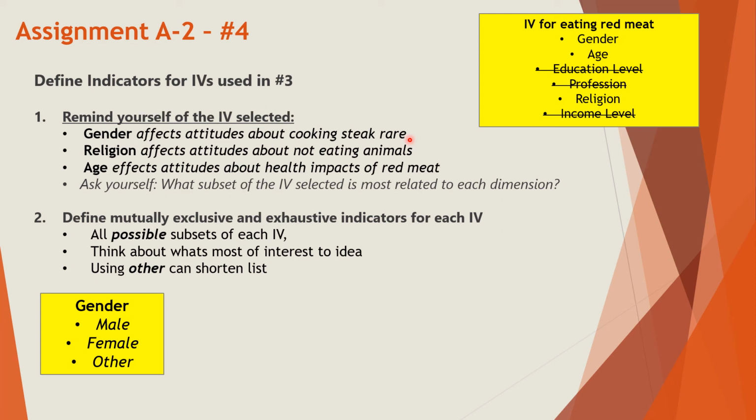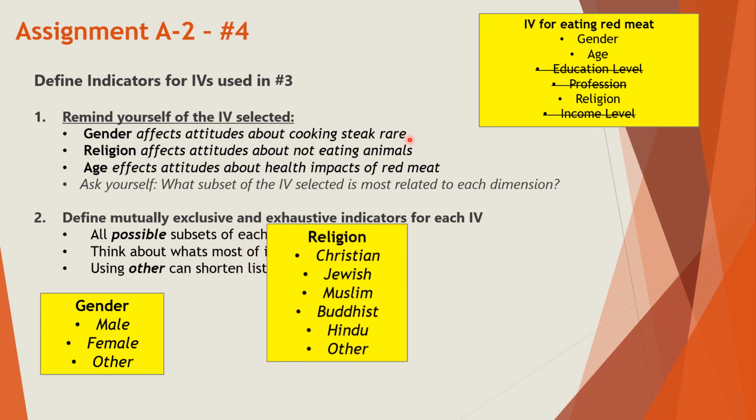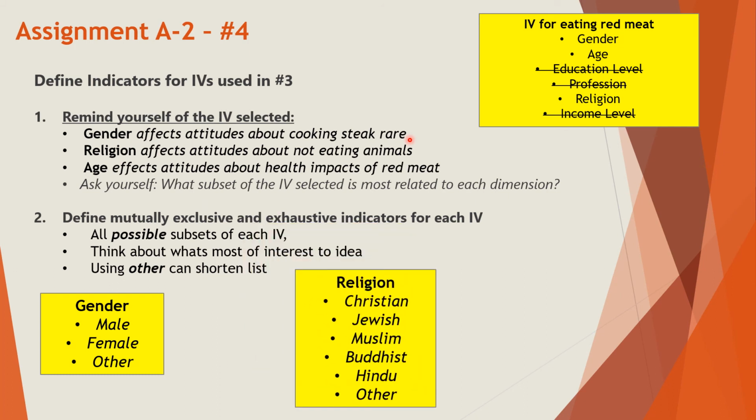When we're talking about religion and not eating animals, there are hundreds of religions in the world, but we picked the 5 largest, and we were really concerned about one of them that we knew about. Christian, Jewish, Muslim, Buddhist, Hindu, and other were the religions that we picked. So we didn't have to list 100. And if you were only interested in one religion, you could pick that religion and put other.